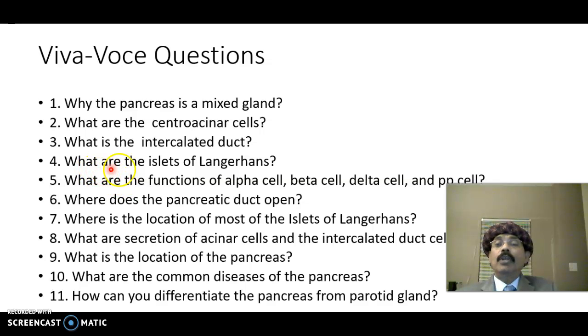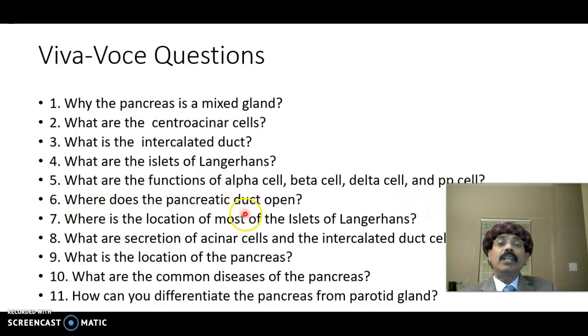Okay. What are the islets of Langerhans? The endocrine part of the pancreas, and it is mostly present in the tail of the pancreas. It is more in children than in adults. What are the functions of alpha cell? Releases glucagon. Beta cell releases the insulin. Delta cell actually stops both the alpha and beta cell. And PP cells produce pancreatic polypeptides.